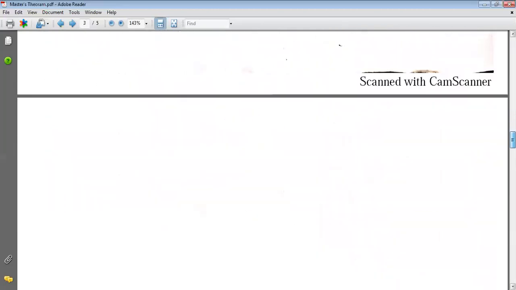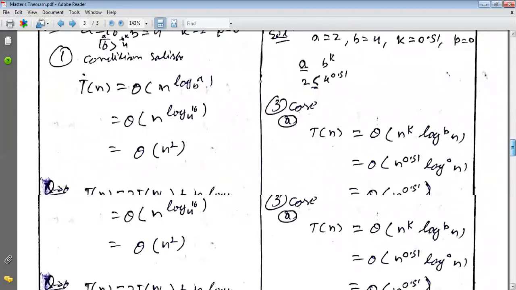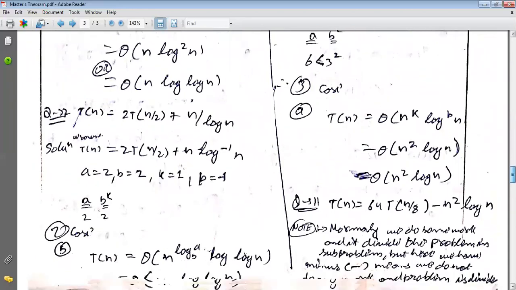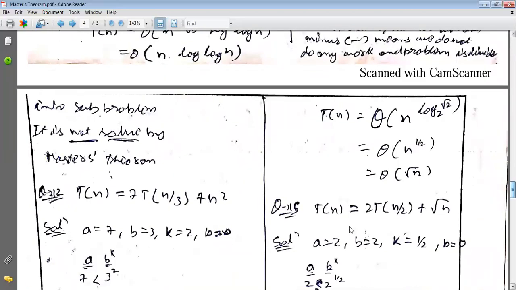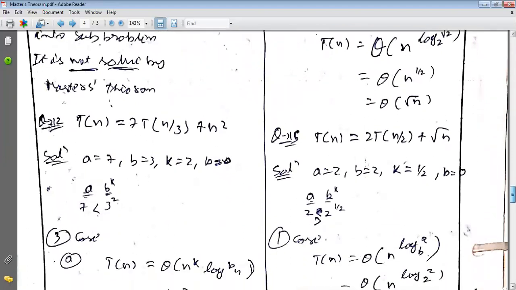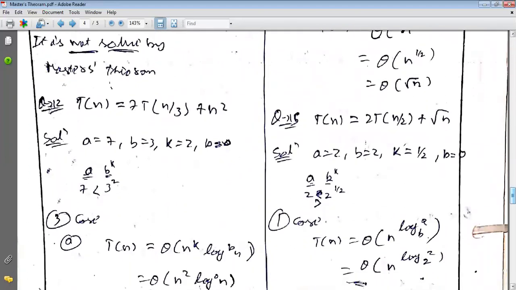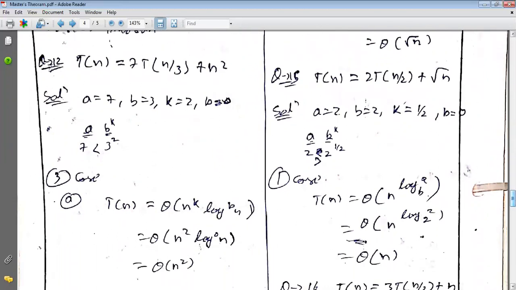So now just see what the value of a, what the value of k, and what the value of p is in our case. Here a is 7, b is 3, and k is 2. So the time complexity is theta of n to the power k times log n raised to the power p. So here k is 2, n is as it is, and p is 0. So log n to the power 0 is 1. Therefore it is theta of n square. Clear to everyone?